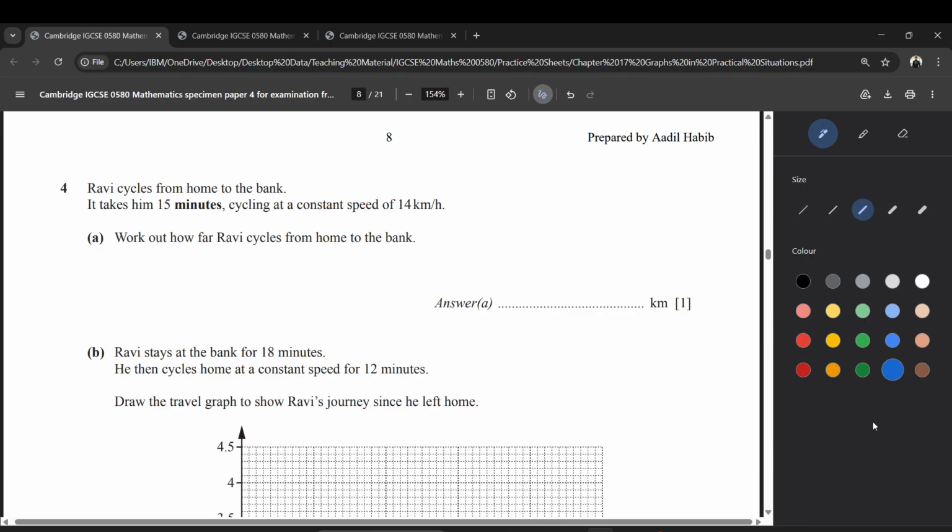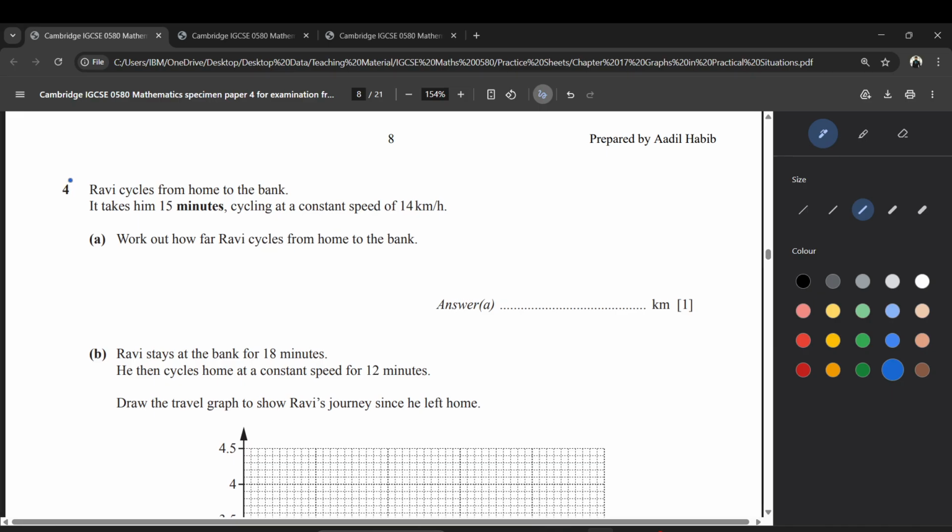So, in this video, we will continue from where we left off in our last video. Now we're going to start question number 4. Ravi cycles from home to the bank. It takes him 15 minutes, cycling at a constant speed of 14 kilometers per hour. Okay, so you see again, the speed is given in hours, but the time is given in minutes. Work out how far Ravi cycles from home to the bank.